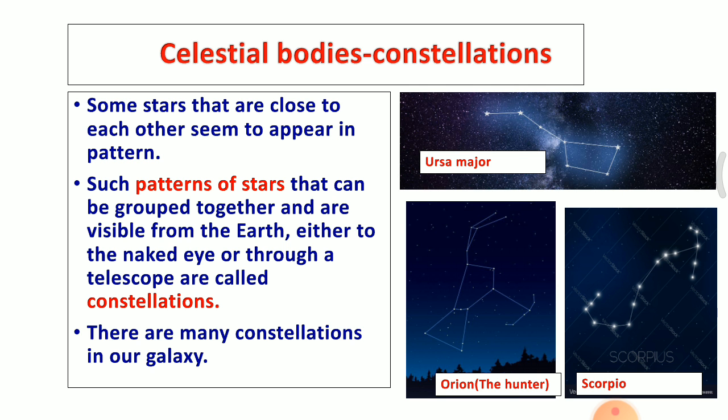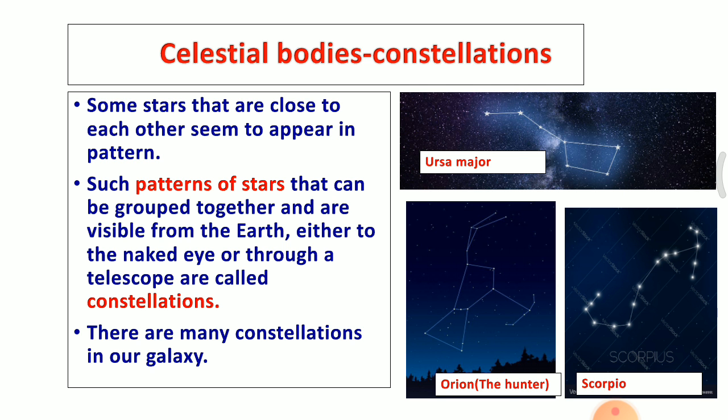There are many constellations in our galaxy. Look at the pictures. The first one is Ursa Major. The second one is Orion. It is looking like a hunter. The third one is Scorpio. So these are the constellations present in our Milky Way galaxy.